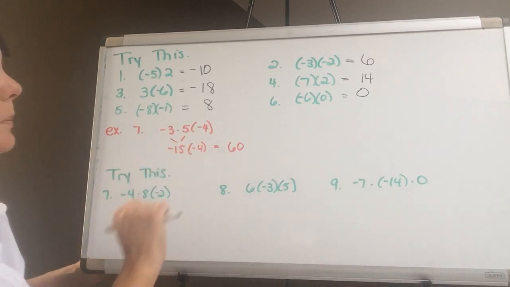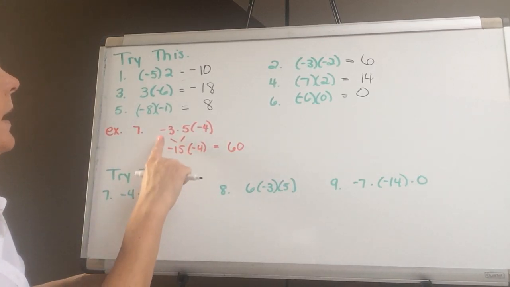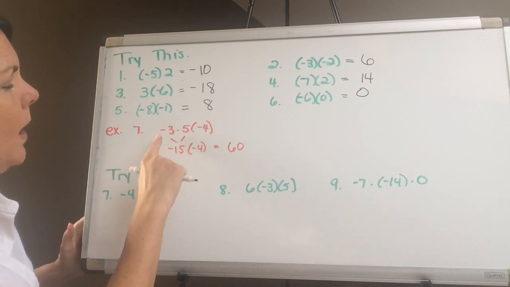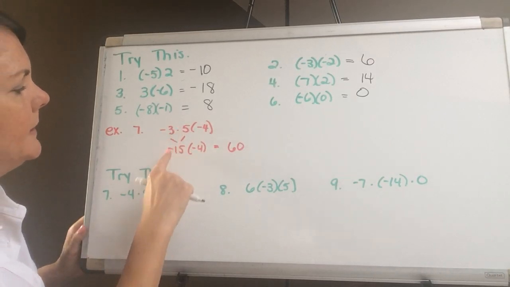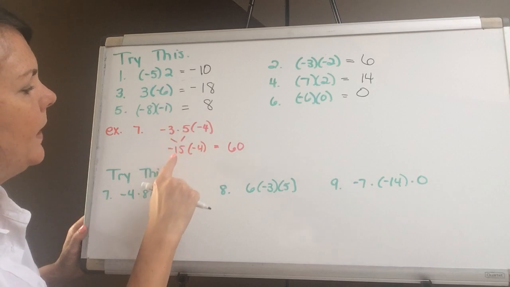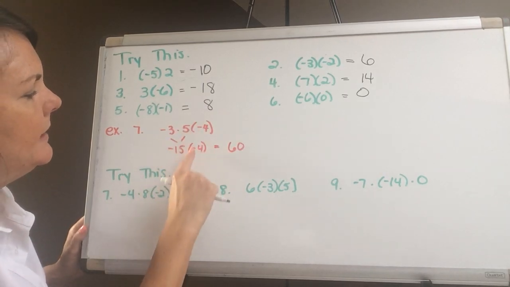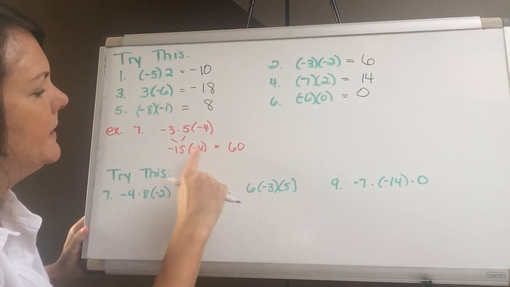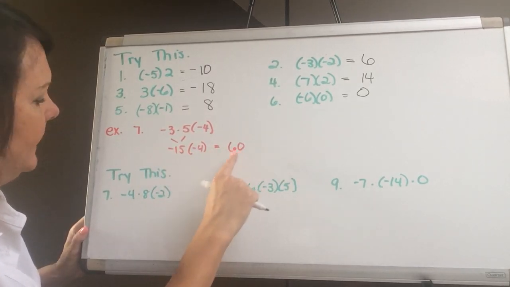Okay, now we can multiply a couple of numbers. Negative 3 times 5 times a negative 4. Well, negative times a positive is a negative. 3 times 5 is 15, and then multiply that by a negative 4. A negative times a negative is a positive, and 15 times 4 is 60.